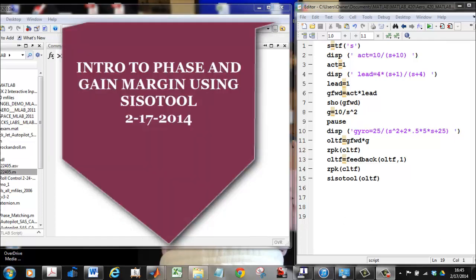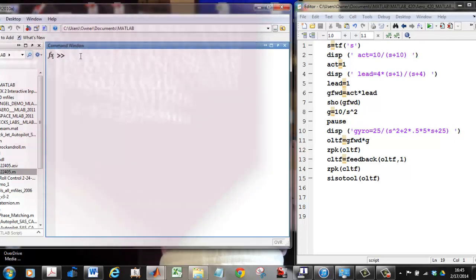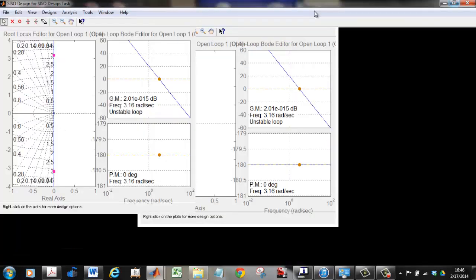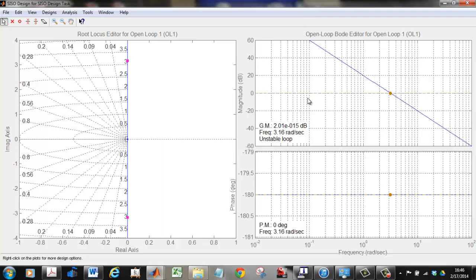Let's suppose we have a rocket with a transfer function of G equals 10 over s squared. So that's a transfer function, and then we're going to call Sisotool for this. If we look at our Sisotool, we notice that we have 40 dB per decade decay, and we have an intercept at 0 dB at 3.16. That's the square root of 10.